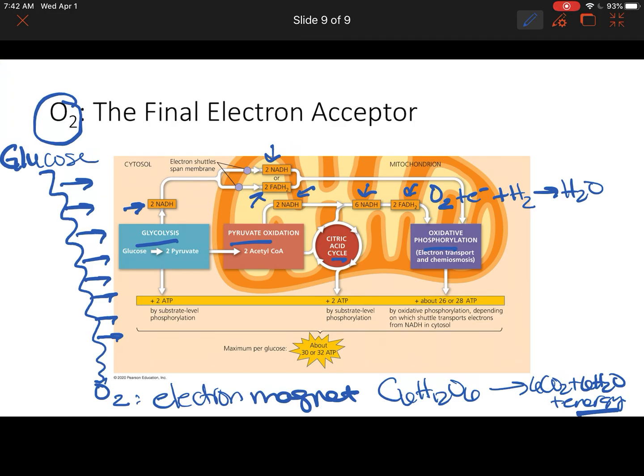But again, all of that depends on having oxygen available in the mitochondria. For these four separate processes of aerobic respiration, if oxygen is not available in the mitochondria, only glycolysis can happen. And we're going to talk about that in the final lecture, or the second to last lecture for chapter 7.